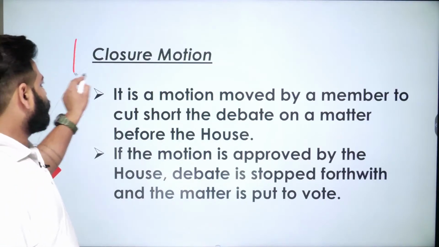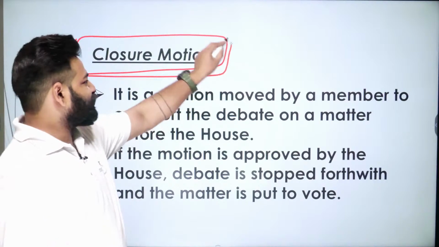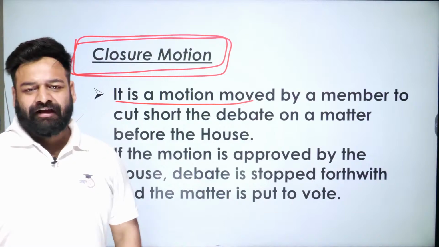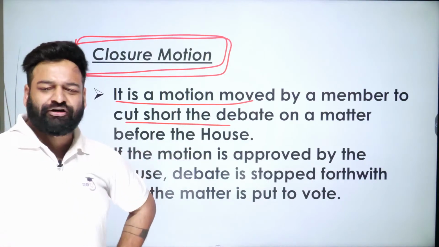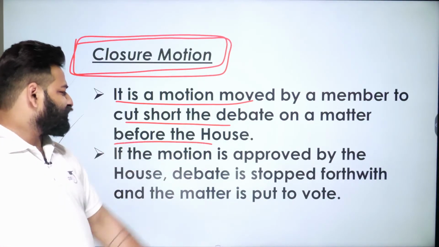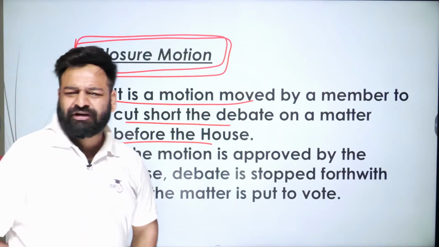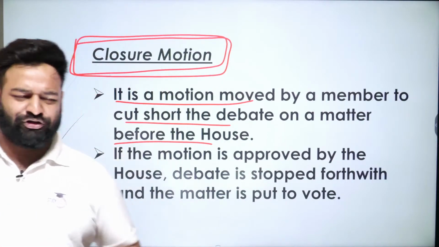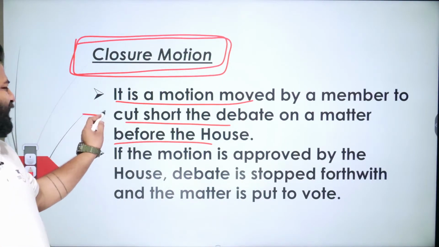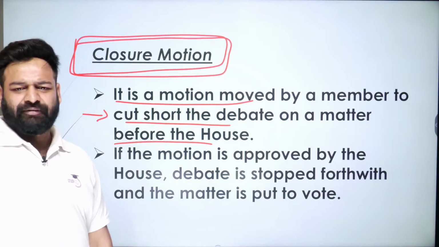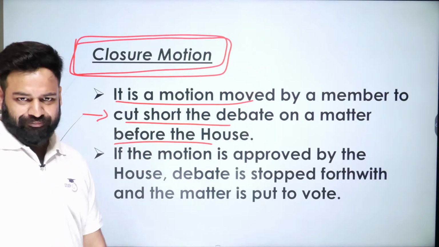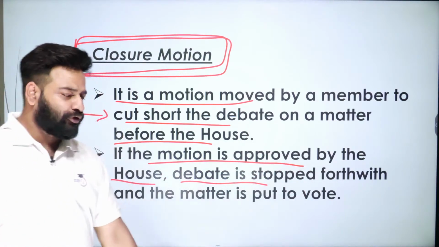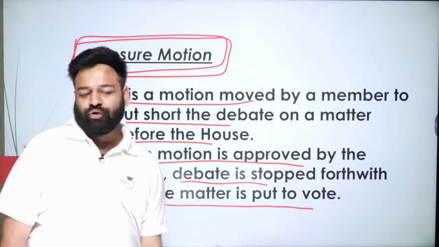So here we go. Closure motion. Okay. What is this closure motion? It is a motion moved by a member to cut short the debate on a matter before the house. That is, enough discussion has happened, how much will you discuss on one topic? Now stop it. That is what is known as closure motion. That is, too much of the debate has been done and reduce the time of the debate now. Let's move it to the voting. Okay, so if the motion is approved by the house, debate is stopped forthwith and the matter is put to vote.